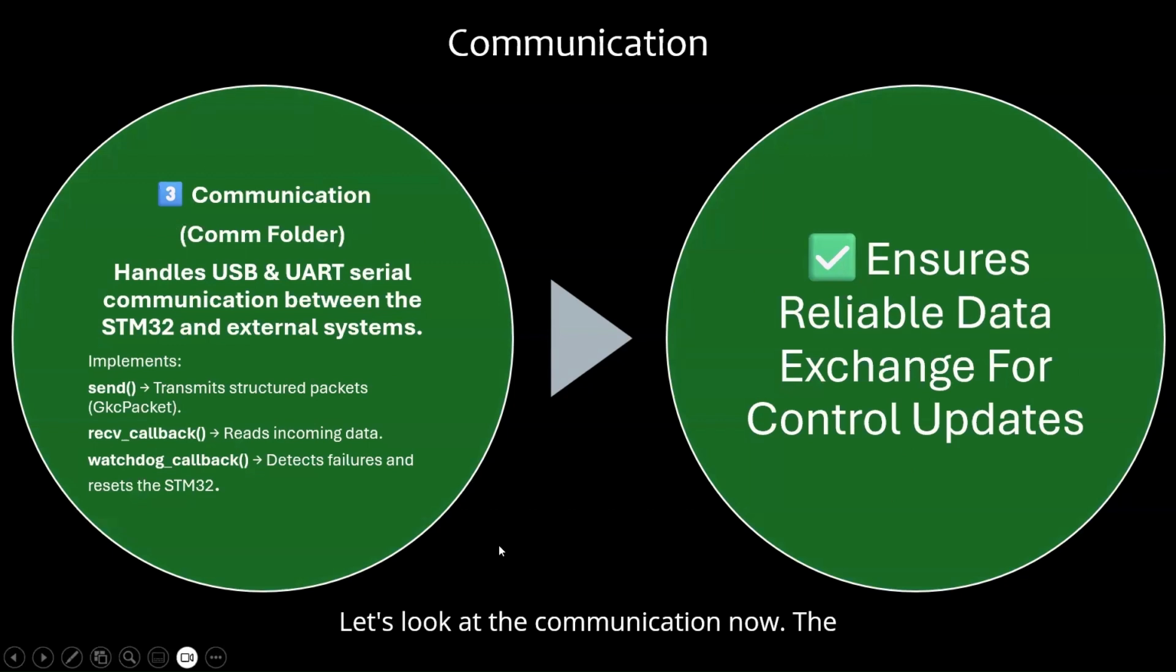Let's look at the communication now. The communication details can be found in the COM folder. The scripts can be found in the COM folder. And these scripts handle USB and UART serial communication between the STM32 and external systems. So the main functions that this implements is send, which transmits structured packets. You can look at the GKC packet. It has a function recv callback, or receive callback, which reads incoming data. And we have the watchdog callback, which detects failures and resets the STM32 if need be. So this ensures reliable data exchange for control updates.